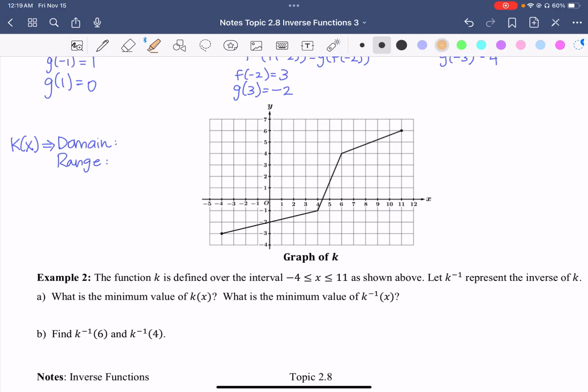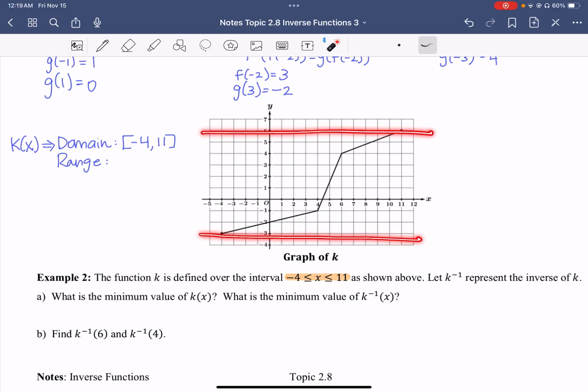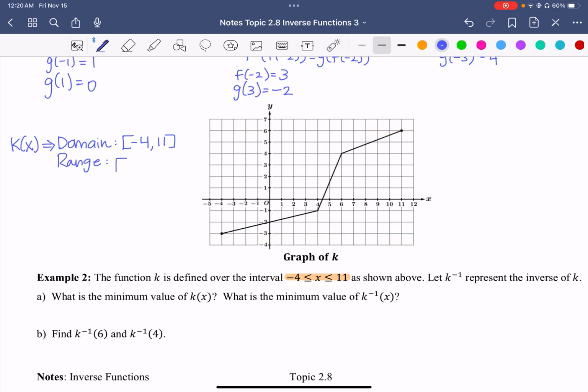Okay, now in the question they did tell me what the domain is for k of x. They said it was negative 4 to 11. I'm just going to write it in interval notation instead of inequality notation. But you can see that for the domain, the smallest x was negative 4 and the largest x was positive 11. So even if it's not given to you, you can see it on the graph. For example, for the range, the smallest y value is negative 3 and the largest y value is positive 6. So my range will be negative 3 to 6.